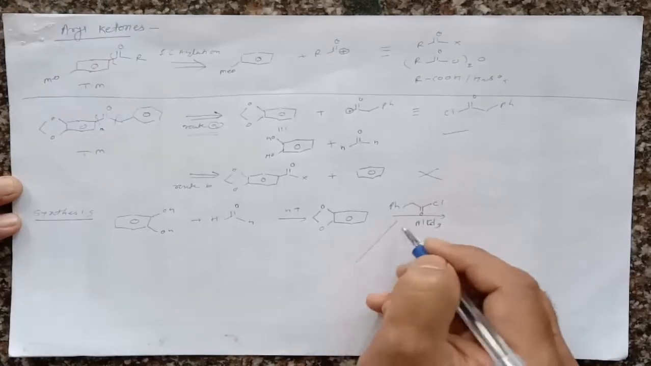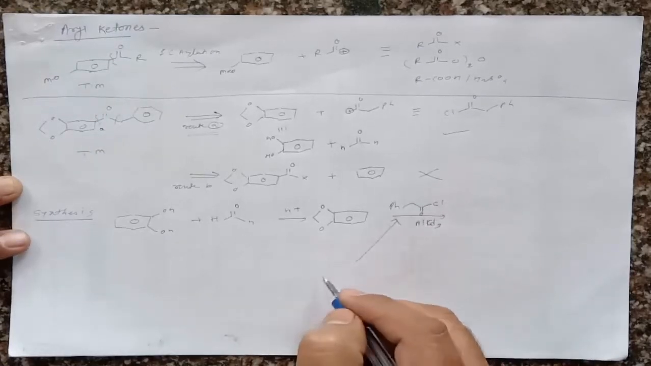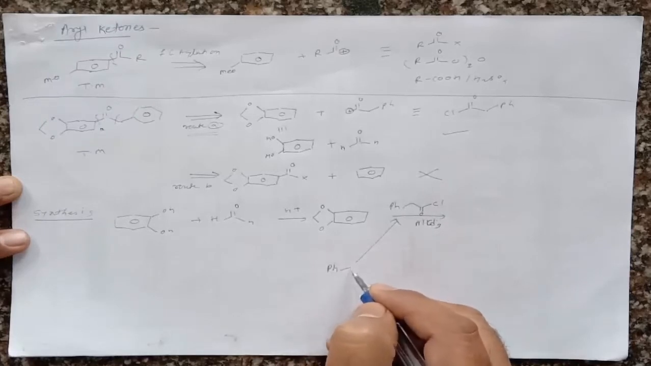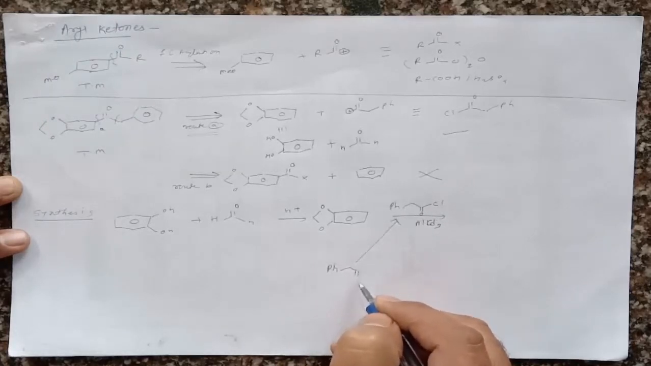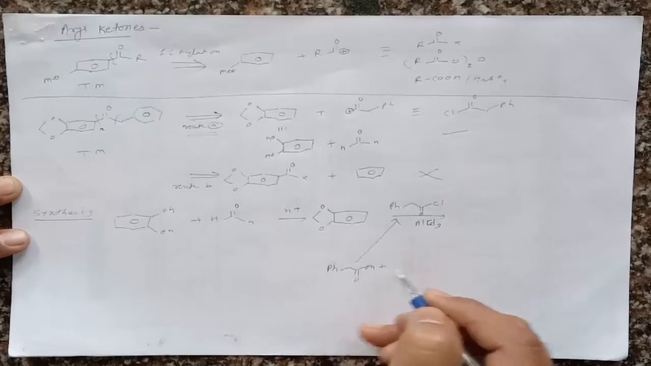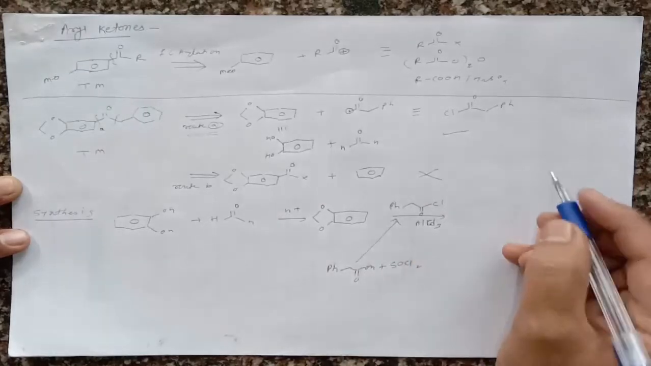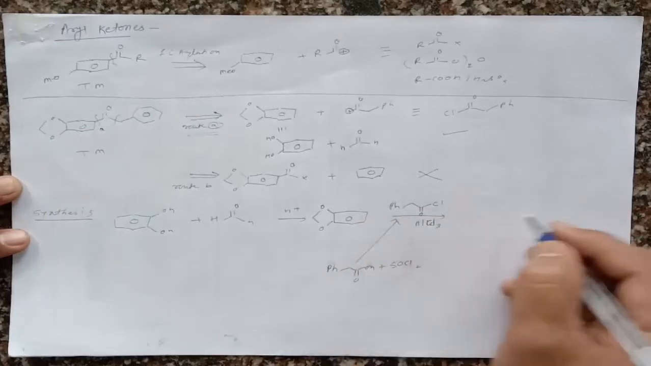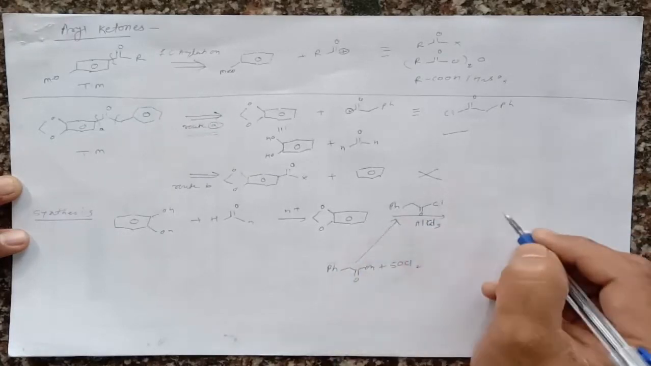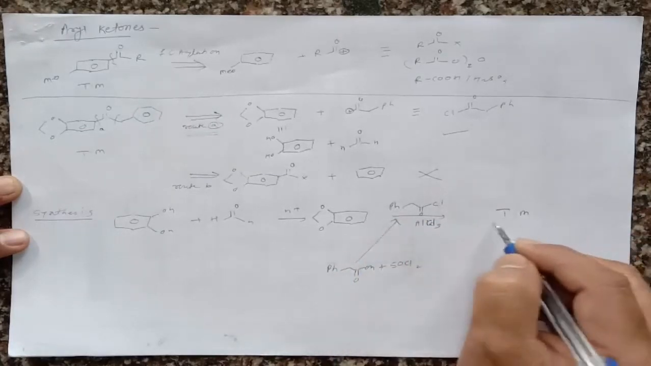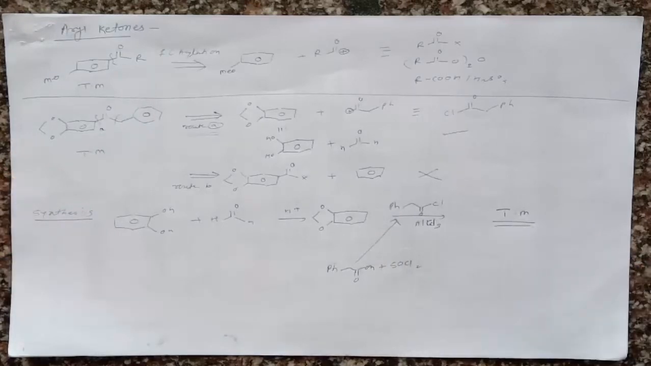But how can we prepare this molecule? We can prepare this molecule by using a benzyl acetic acid, right? In the presence of, suppose, thionyl chloride SOCl2, it gives formation of this molecule, and by FC acylation it will go for formation of the target molecule. So this is a very simple method to prepare such type of aryl ketones, right?